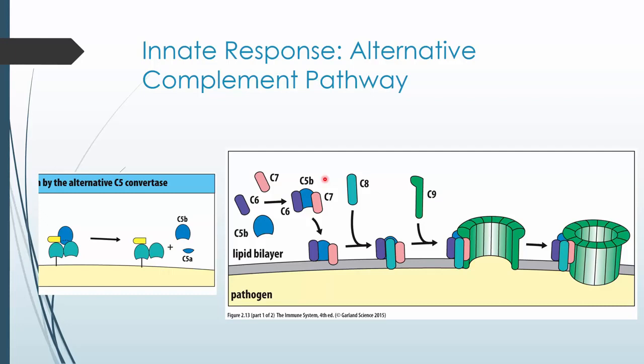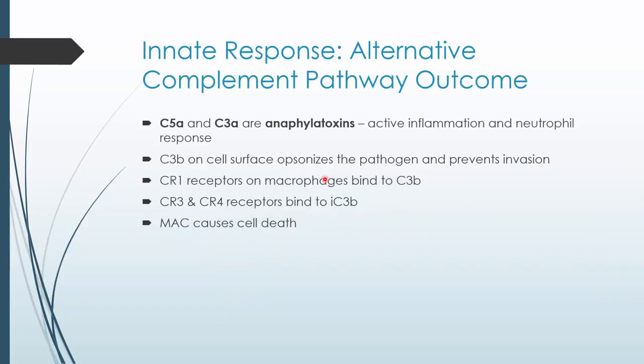This essentially punches holes into the membranes of pathogens and lyses them directly. All right, we talked about the pathway. Let's talk about the outcomes of complement. So complement, by the convertases, forms C5a and C3a. These are called anaphylatoxins. In other words, they activate inflammation in the body and they recruit neutrophils.